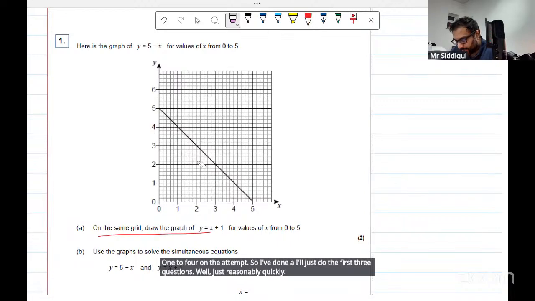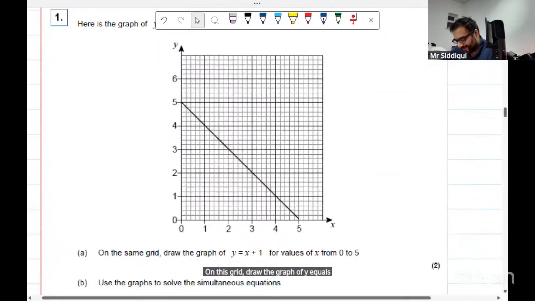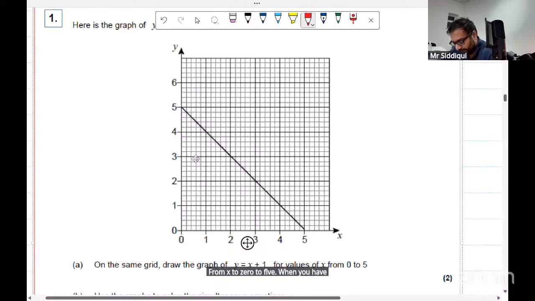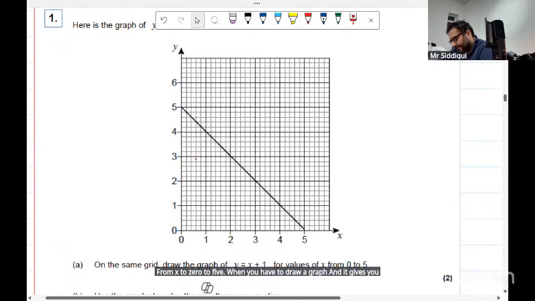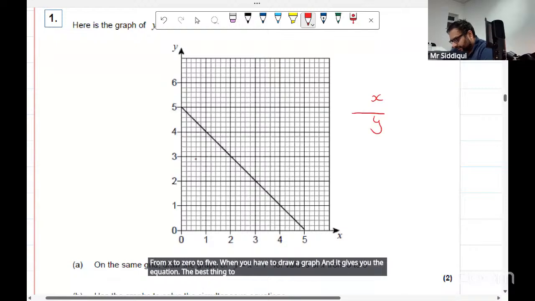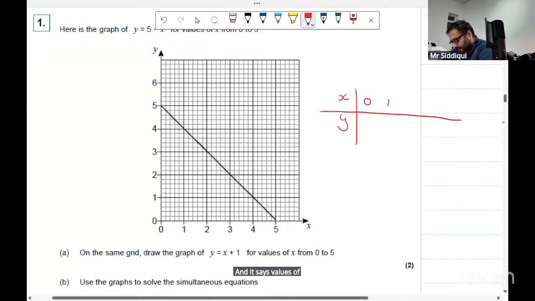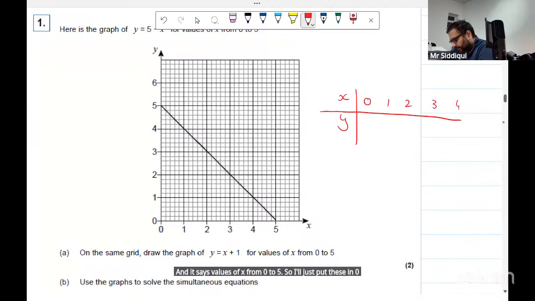On this grid, draw the graph of y equals x plus 1. That's a good question to do from x is 0 to 5. When you have to draw a graph and it gives you the equation, the best thing to do, if it hasn't already done this for you, is to make a little table like this. And it says values of x from 0 to 5. So I'll just put these in: 0, 1, 2, 3, 4, and 5.